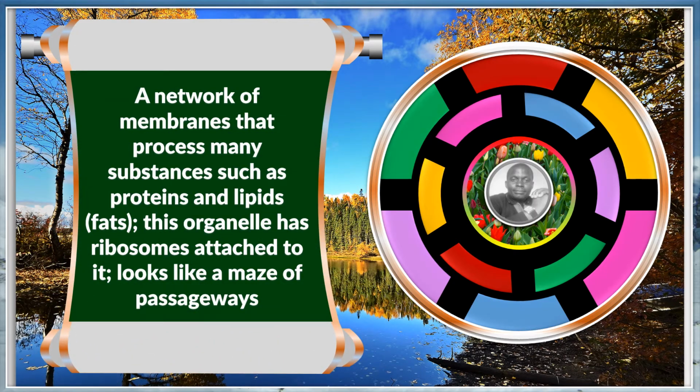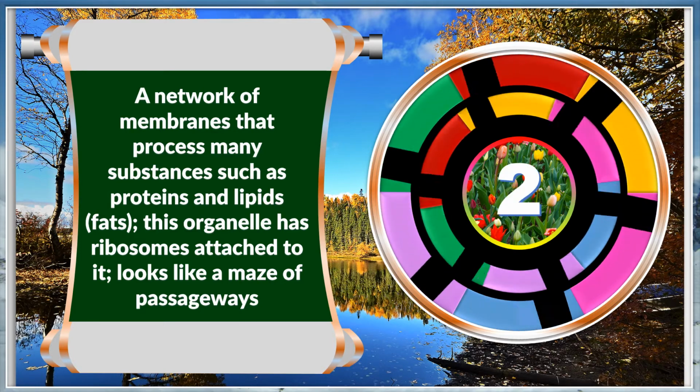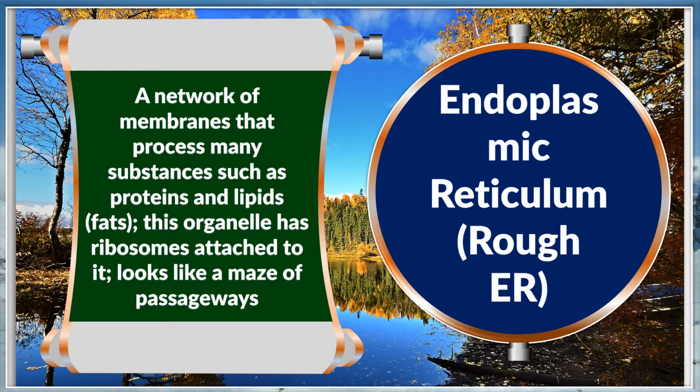A network of membranes that process many substances such as proteins and lipids (fats). These organelles have ribosomes attached to them. Looks like a maze of passageways. Endoplasmic reticulum, or rough endoplasmic reticulum.